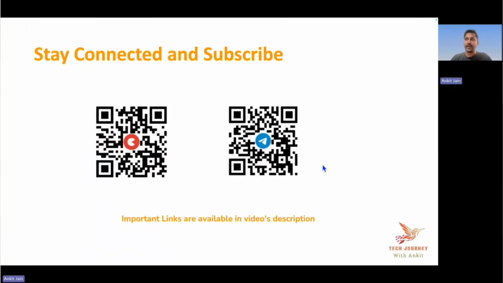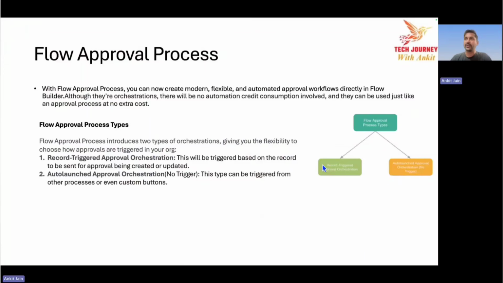Coming back to the agenda for today, it is the flow approval process. So let me introduce a few of the terms that we have in this flow approval process. The first one is, with the help of the flow approval process, you can create a modern, flexible, automated approval workflow. What you are basically doing with this approval process is creating the approval workflow in the flow builder. Previously we used to go to Setup and create the approval process there, but that is not what we will be doing now, right? What we will be doing here is redesigning our approval process directly inside the flow builder.